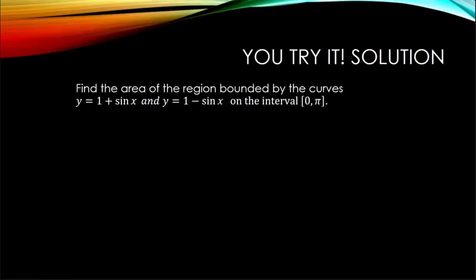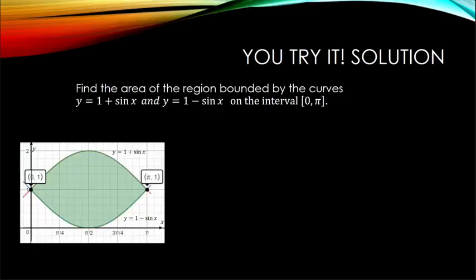The first thing I want to do is graph the region so that I can visually determine whether or not I need to break this up into subregions. When I graph the region of the two curves between 0 and pi, I get a region bounded on the top by 1 plus sine x and on the bottom by 1 minus sine x, and the two curves intersect at the endpoints of my interval. This means I don't have to break my area up into subregions.